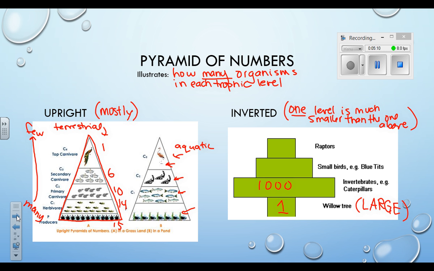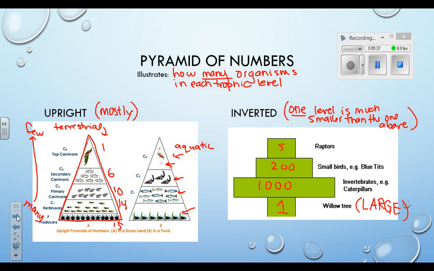It would be realistic to say, for example, that there were a few hundred birds and then maybe only a few raptors. So generally when we say inverted, we don't actually mean the whole thing is upside down. We mean that one level, very often the producer level, is much smaller than the ones that come above it because it's one organism, but it's a really, really large organism.